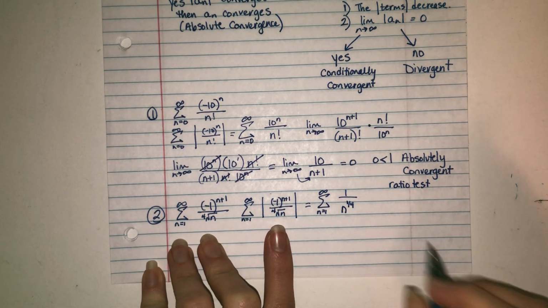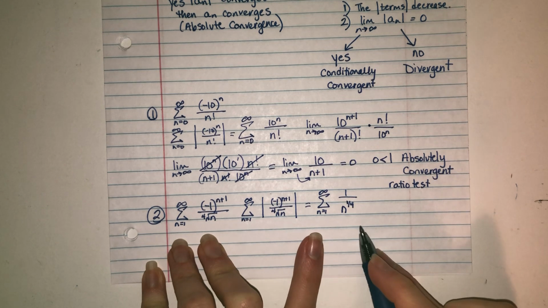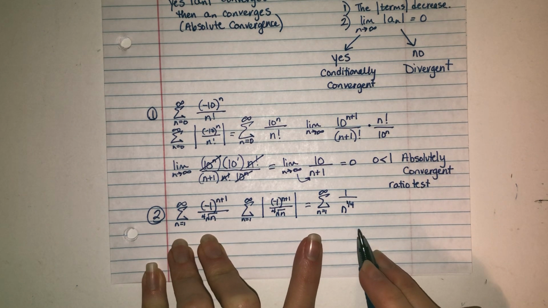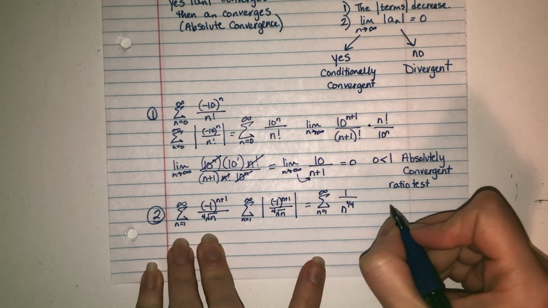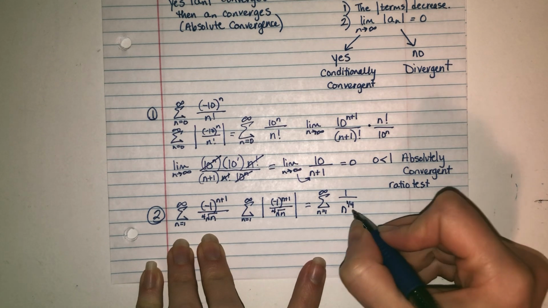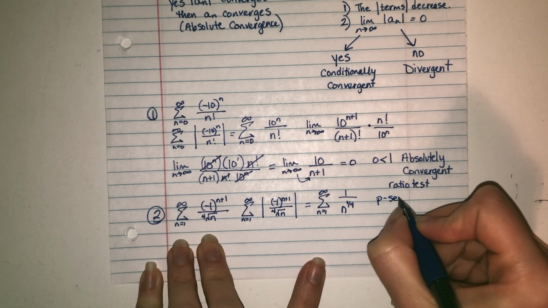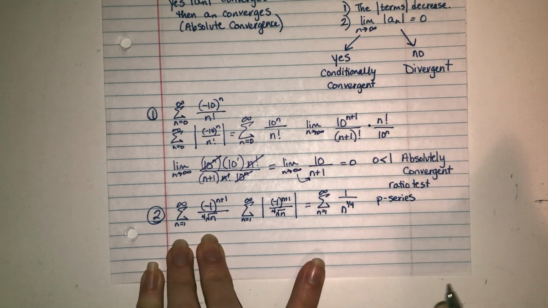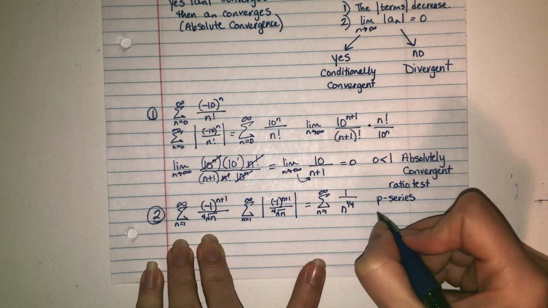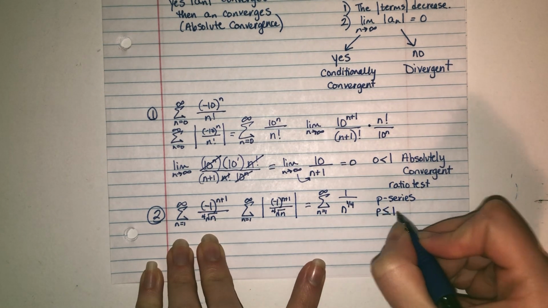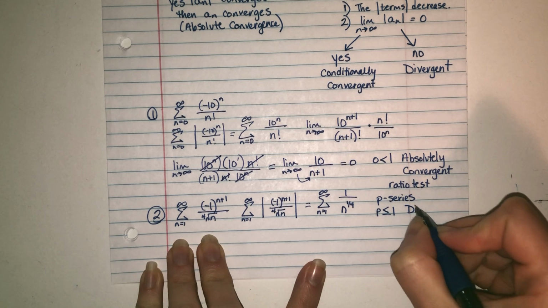And so what do we know about this series? Is this series converging or diverging? What type of series is this? I don't need to use the ratio test on this thing. It's just a p series, which is probably like the easiest convergence test we have. And since p is less than or equal to 1, we say that this is diverging.